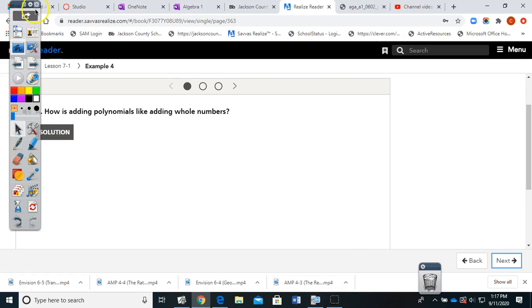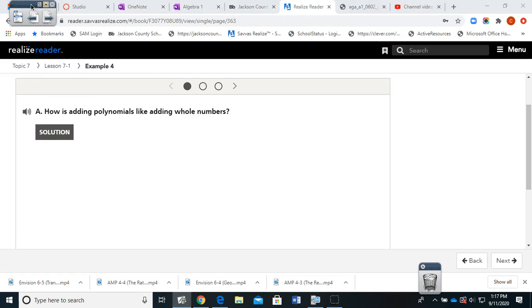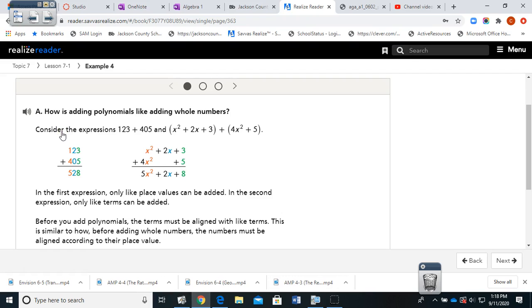All right. It says, how is adding polynomials like adding whole numbers? How is it the same? How do you add whole numbers? You just add the numbers, right? How is adding polynomials the same way? You're adding the numbers that are in front of the variables, the x's. X squared, y squared, whatever it may be. So that part's the same. The only difference is what you're naming, what you're adding. A minute ago, we were adding x squareds. We were adding x's. So you're figuring out how many of those you have rather than just how many numbers you have. Okay? So there we go.